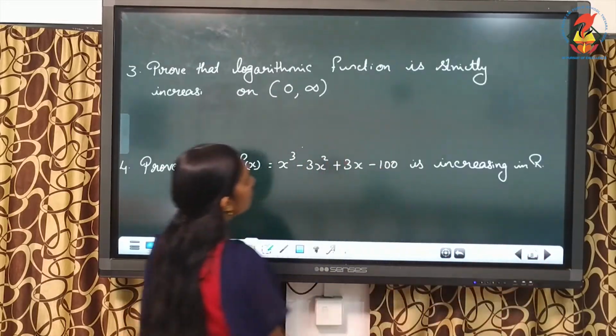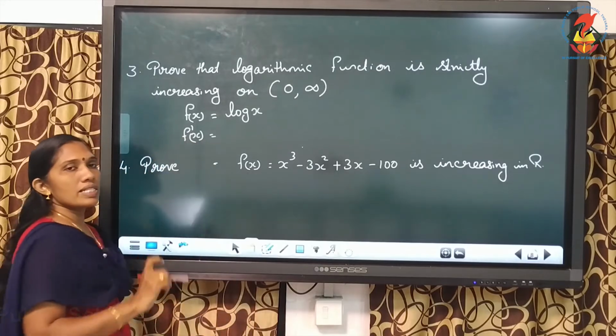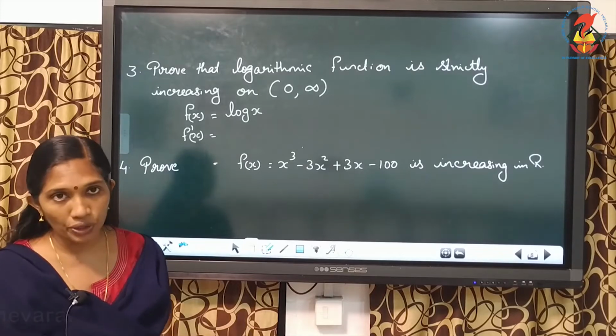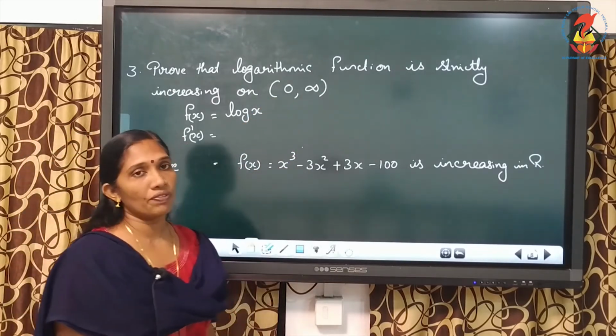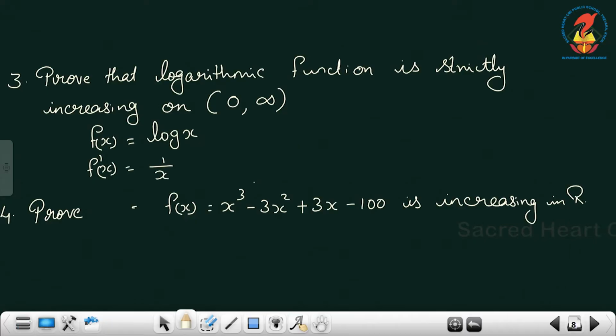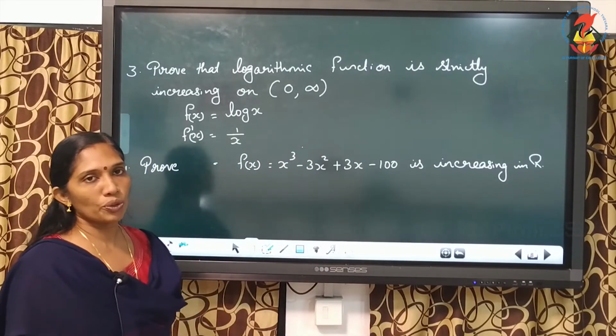Now the next one. Prove that the logarithmic function is strictly increasing on the open interval 0 to infinity. So let f of x be log x, that is the logarithmic function. What is the derivative f dash x? And this log x is defined only for positive numbers. Log 0 is not defined, and it is not defined for negative numbers. That's why it is given as the open interval 0 to infinity. What is the derivative of log x? It is 1 by x. And we can give x values from the open interval 0 to infinity.